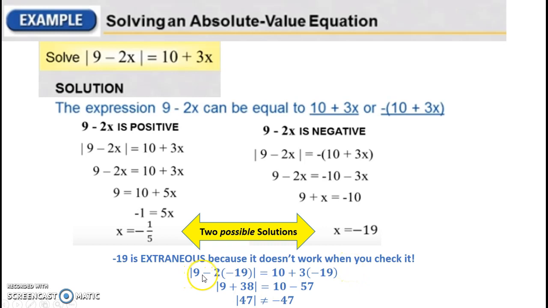We would get the absolute value of 9 minus 2 times negative 19. That's going to be the absolute value of 9 plus 38, which is the absolute value of 47. On the right side, we have 10 plus 3 times negative 19, which is 10 minus 57, which is going to be negative 47. And the absolute value of 47 does not equal negative 47, so that is not a solution. It is an extraneous solution, so we're going to mark that out. It cannot work. And so this would be our only solution in this problem.